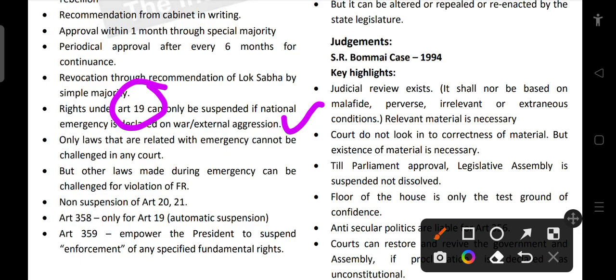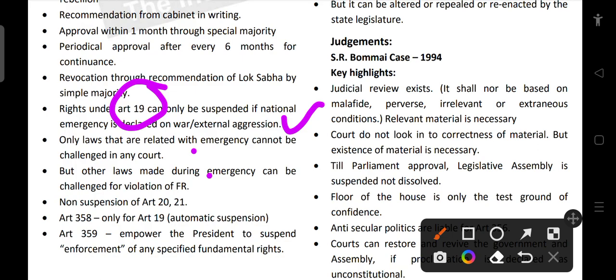Then only laws that are related to the emergency cannot be challenged in any court. But other laws made during emergency can be challenged for violation of fundamental rights. For example, habeas corpus will continue to prevail. So, emergency related laws alone cannot be challenged.